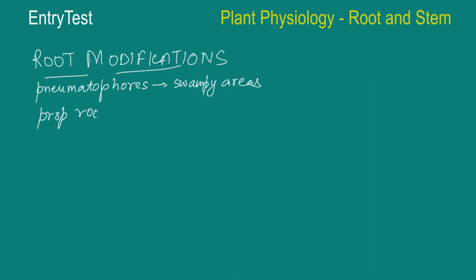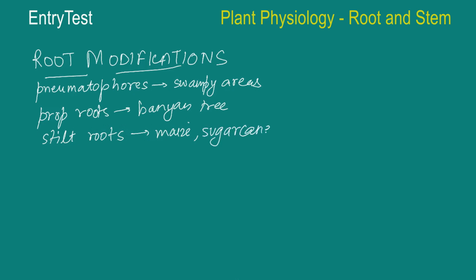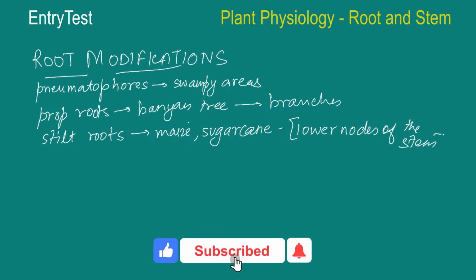And then there are prop roots that are used to give support. The best example of this would be the banyan tree, where the roots come out and they're known as hanging structures. And then you have certain roots called stilt roots. These are there in maize and sugarcane. These stilt roots come out of the lower nodes of the stem. This one comes out of the branches. This one comes out of the lower nodes of the stem. And again, these are for giving the support.